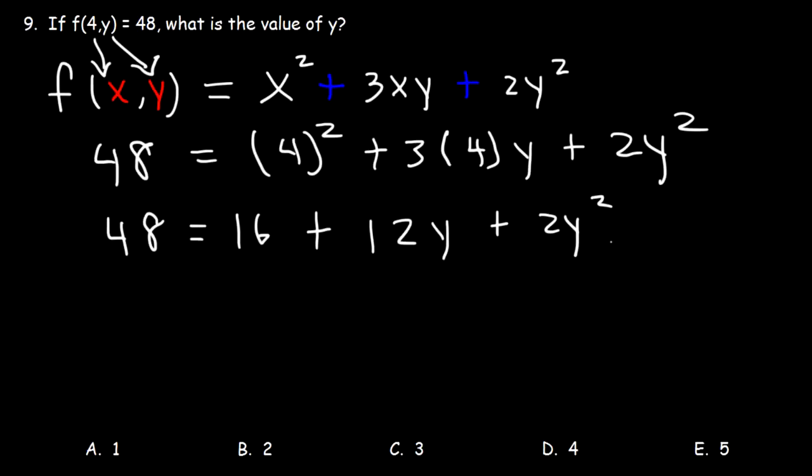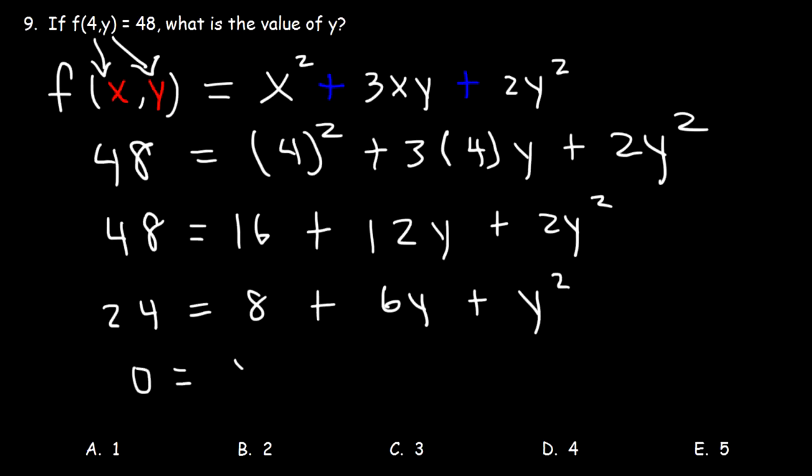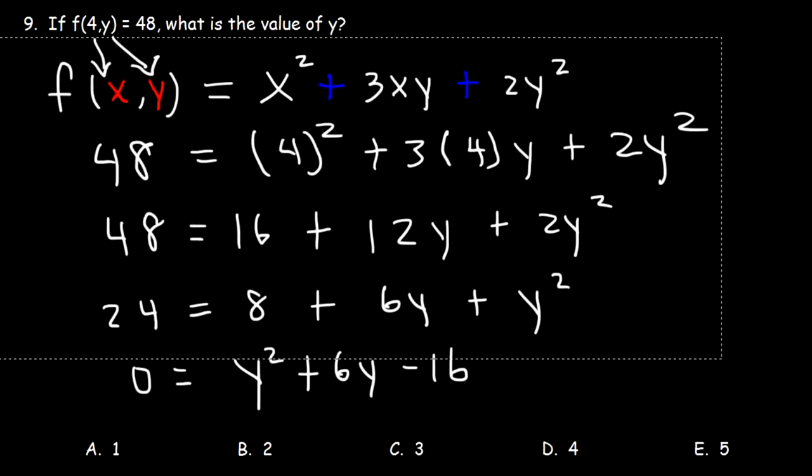Now we could divide everything by 2 because all the numbers that we see here are even. So half of 48 is 24, half of 16 is 8, half of 12 is 6, half of 2 is 1. And now let's subtract both sides by 24. Now let's write it in standard form. So it's y squared plus 6y, and 8 minus 24 is negative 16. So let's go ahead and factor.